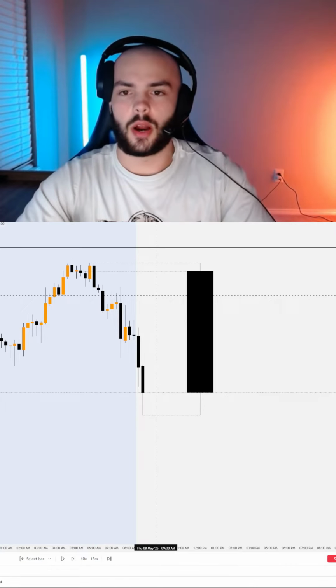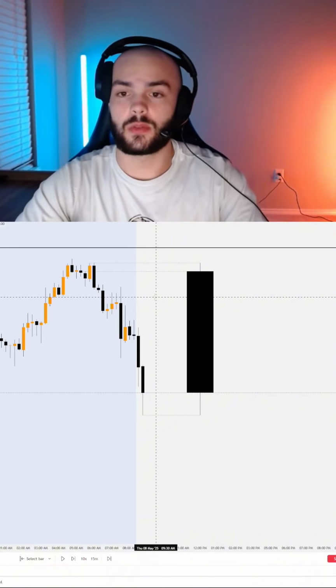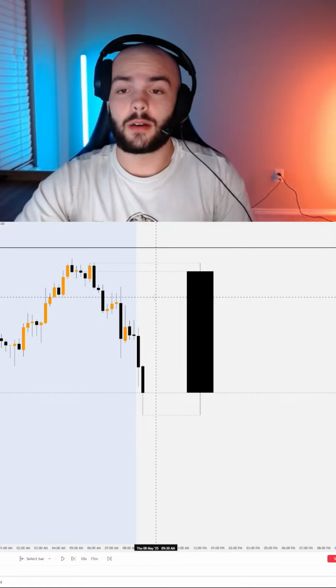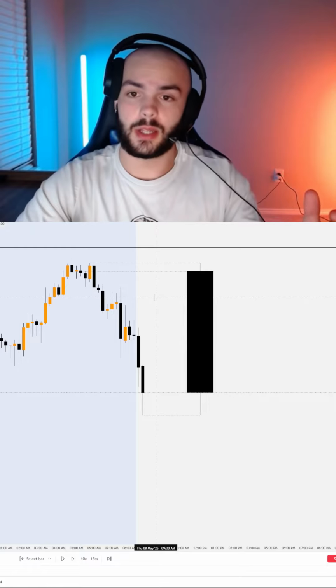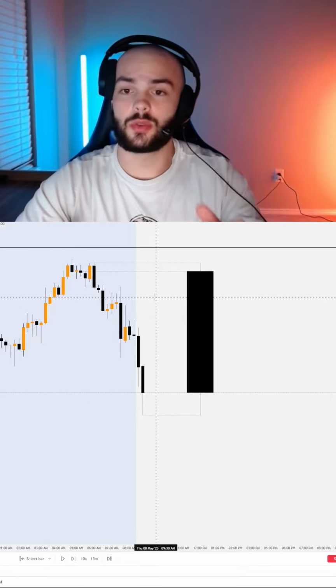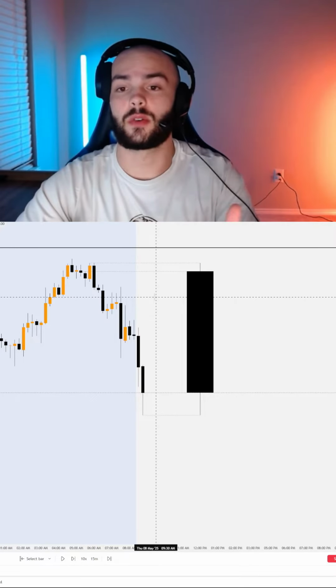So our first step is finding our higher time frame zones, preferably a 15-minute zone. But if there is a higher time frame zone that's bigger than a 15-minute, those are also very valid. Just make sure you're using the correlating time frame to whatever higher time frame zone you find.